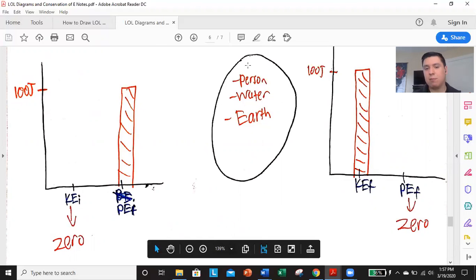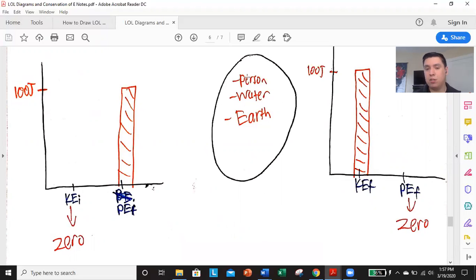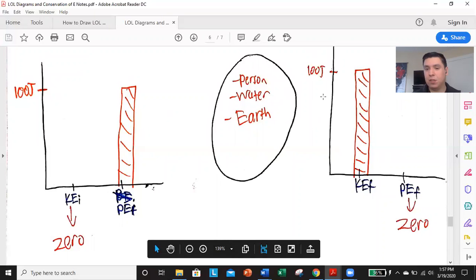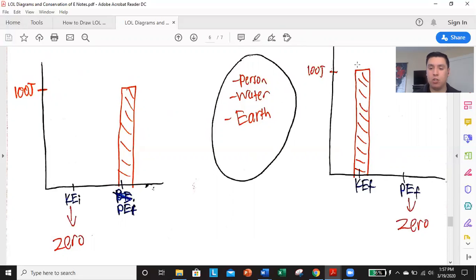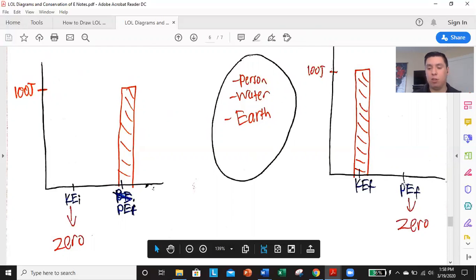Then I put the three things that are most important for the system, which is the person, the water, and then the earth itself with its gravity. Then for the final case, kinetic energy is all the way to 100, and potential energy is 0, because at this point he already landed in the water, so he already had the max amount of kinetic energy at that point. So there will be no potential energy to fall anymore. That's why I put 0 for PEF, and why I put 0 for KEI is because, like I said, it's not moving at all.